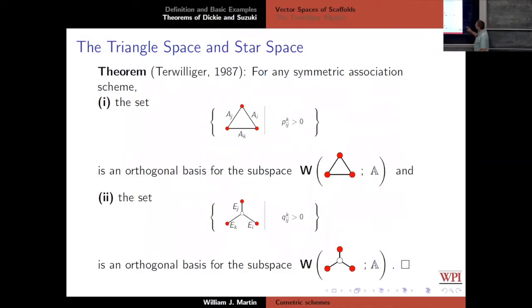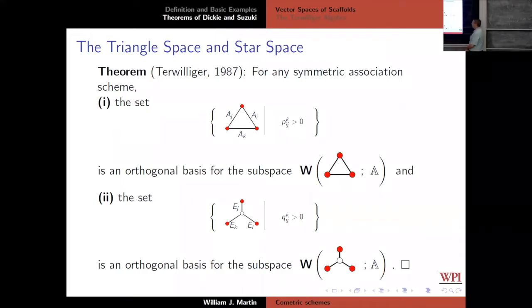Now, if you take the space of all possible tensors with the diagram of the triangle and edge weights in the Bose-Mesner algebra, Terwilliger proved that this set of triangles with edge weights A_I, A_J, A_K, this is this E_J star, A_K, E_I star, right?